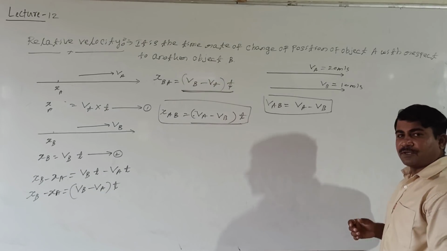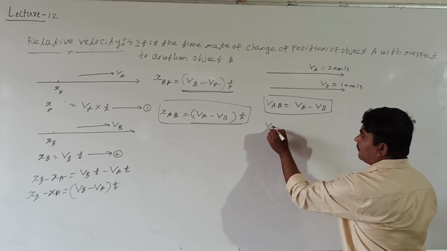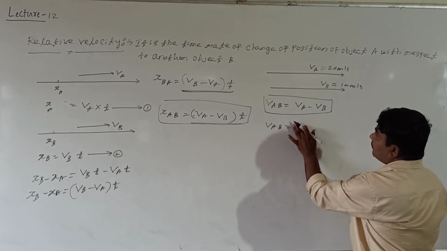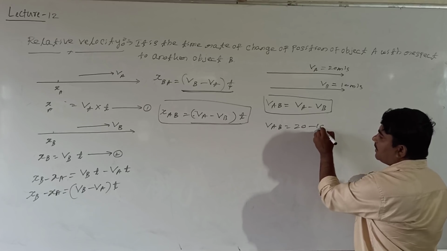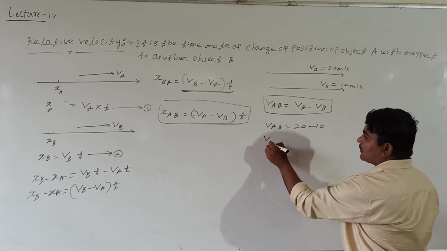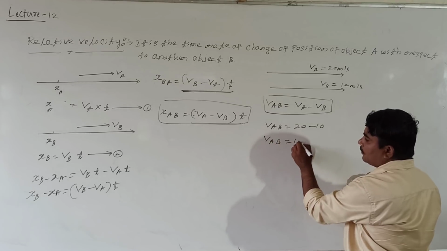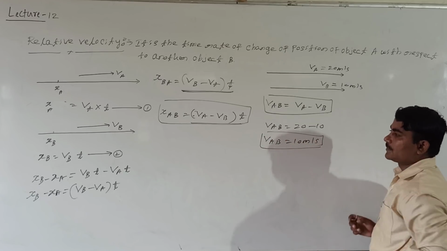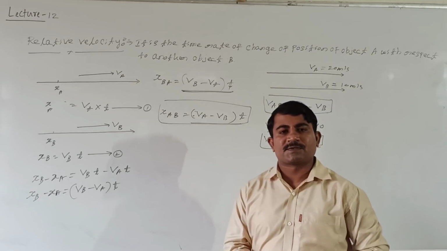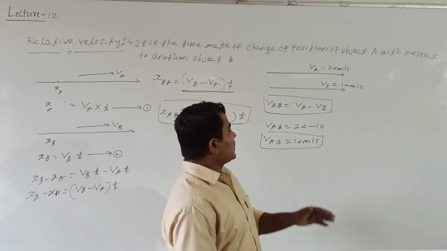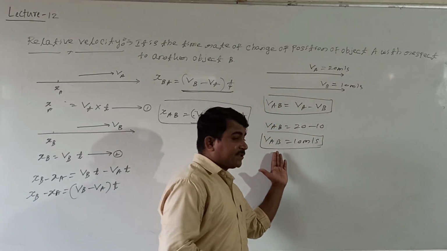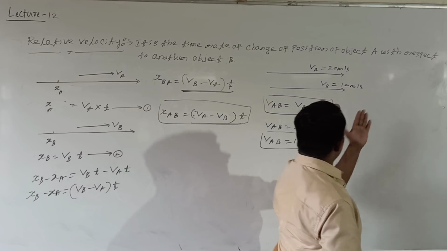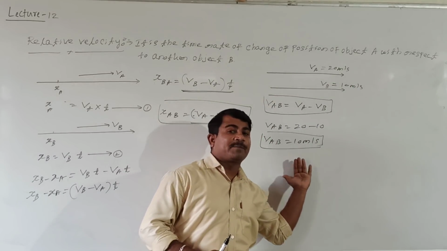See here how to write? VAB equal to VA minus VB. VA equal to 20. What is VB? 10. Then what is the relative velocity? Relative velocity equal to how much? 10 meter per second. What is the meaning of this? The meaning of this is when the observer is seeing the velocity of A, then object A is moving faster by an amount of 10 meter per second.